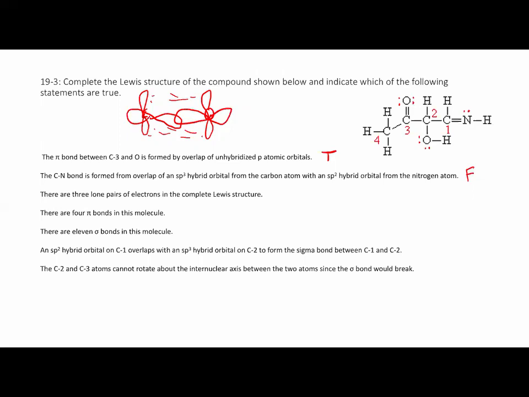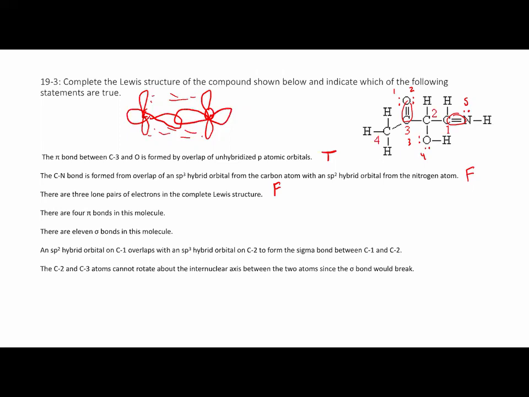So next is there are 3 lone pairs of electrons in the complete Lewis structure. So if we count the lone pairs we added, there are 5 lone pairs of electrons in the complete Lewis structure. So that's false. Next, there are 4 pi bonds in this molecule. Well, we only have 2 double bonds. And that's a key indicator of pi bonds. So there are only 2 pi bonds in this molecule.